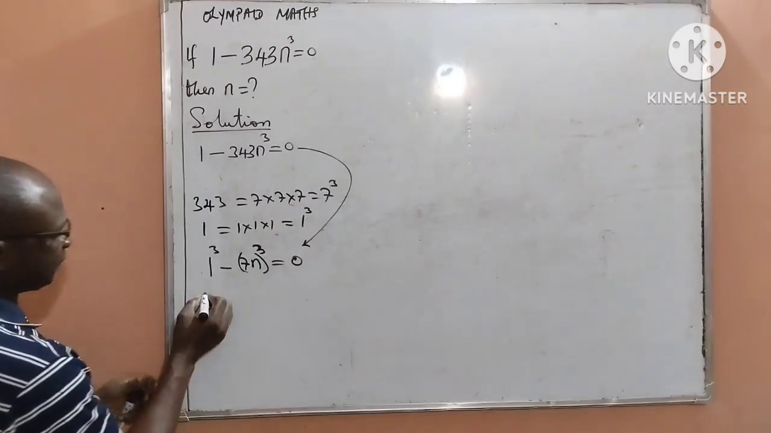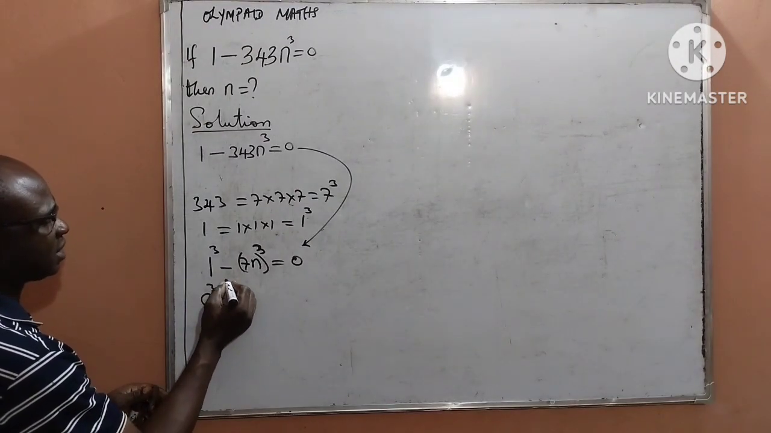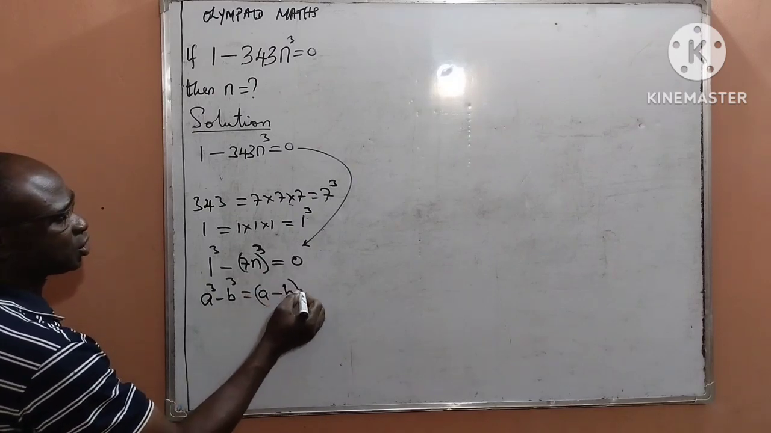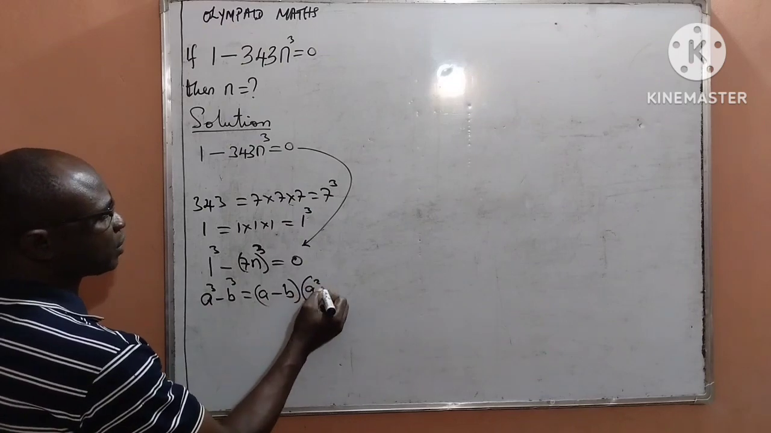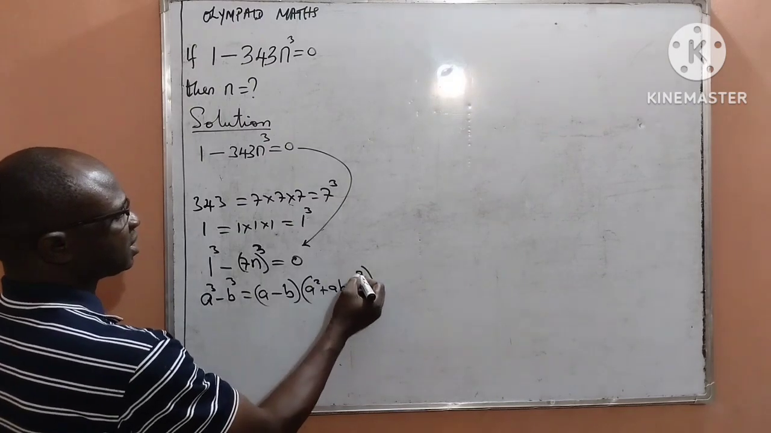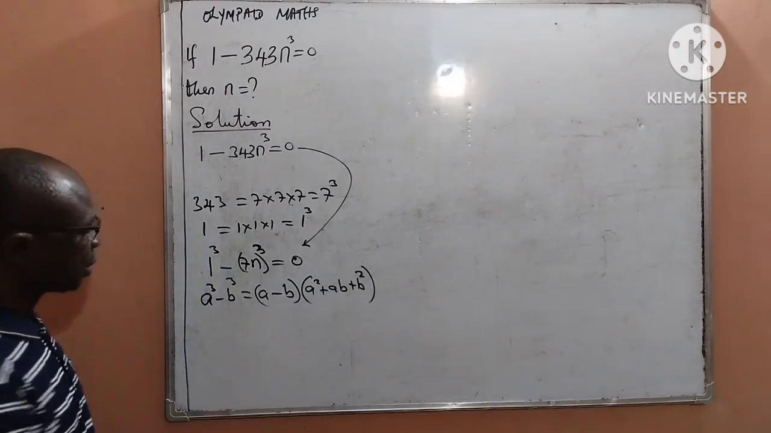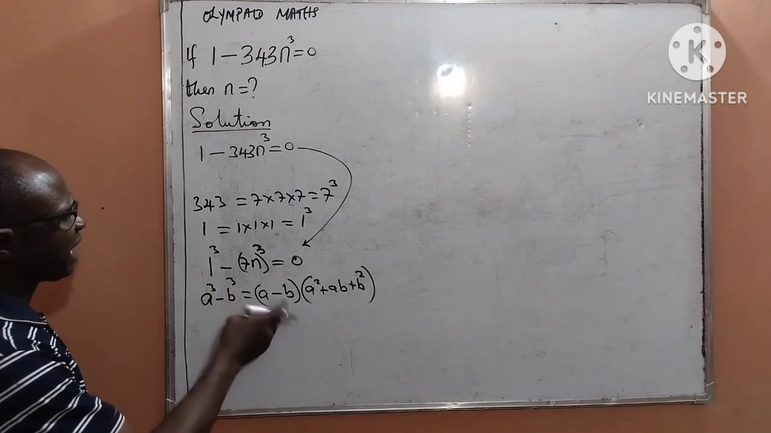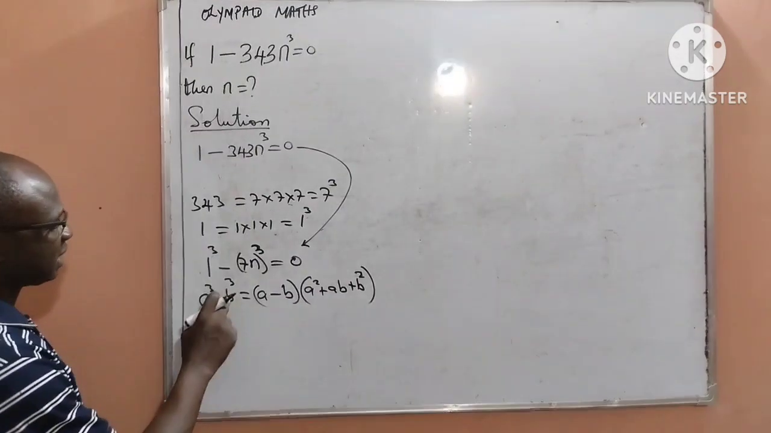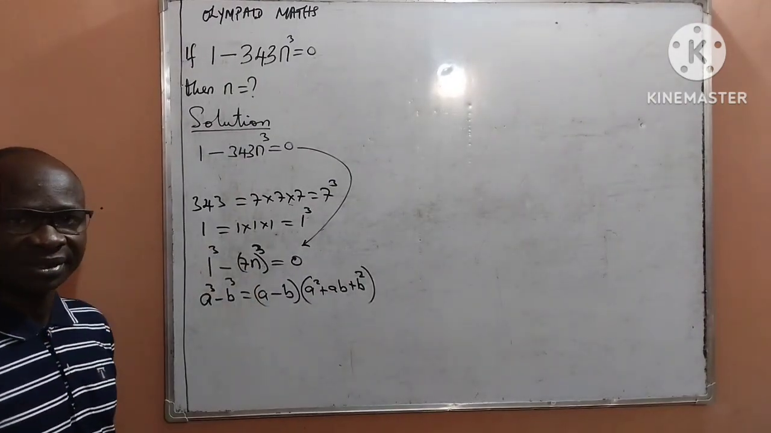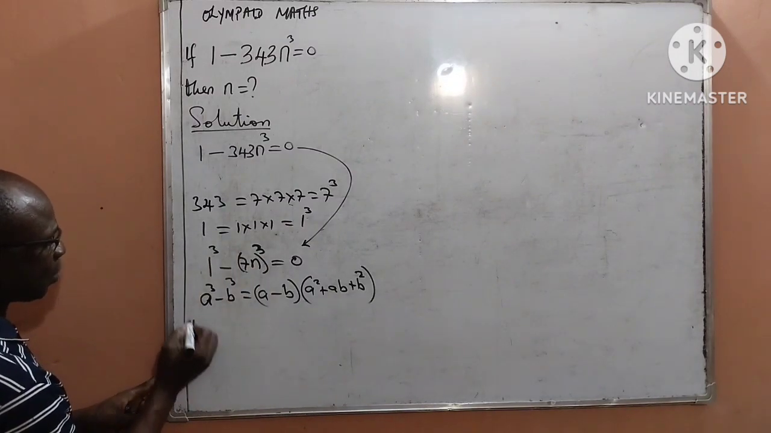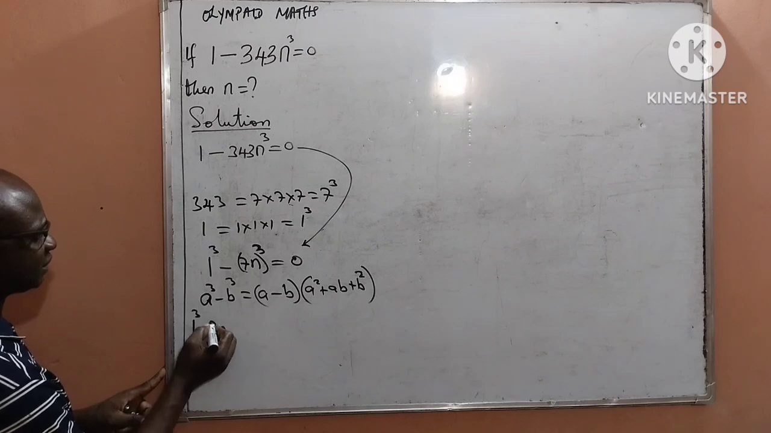If I give you a raised to the power 3 minus b raised to the power 3, this is equal to a minus b into a squared plus ab plus b squared. That is what it will be. Going by this rule, I will apply it to this given question, where a is 1 and b is 7n.